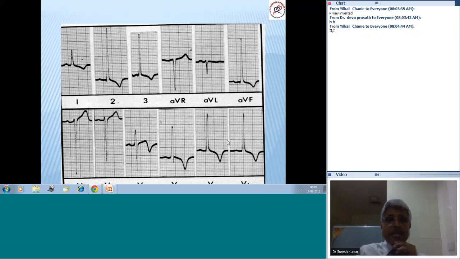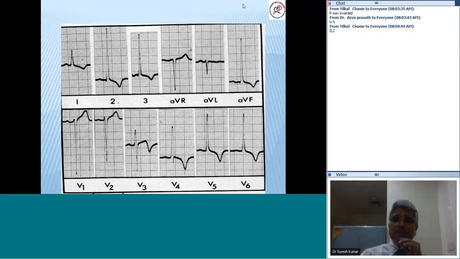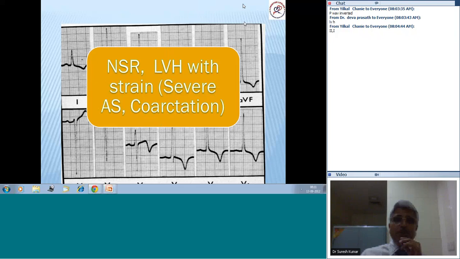In the previous ECG, you had seen LVH with volume overload, and now you are seeing LVH with pressure overload. Okay? So that is LVH with pressure overload. You would think of conditions like coarctation or severe aortic stenosis when you see this.